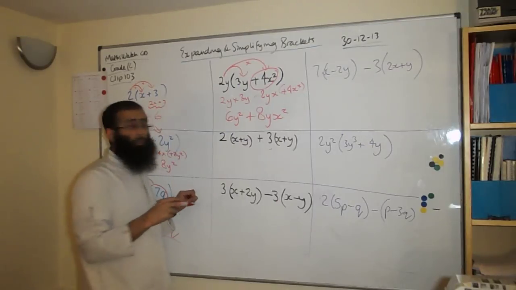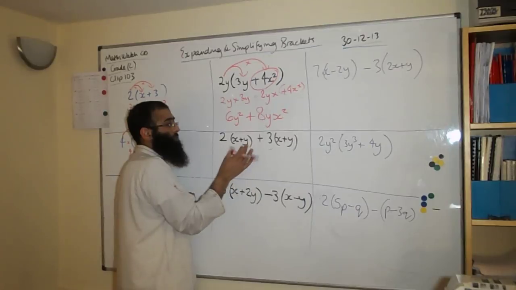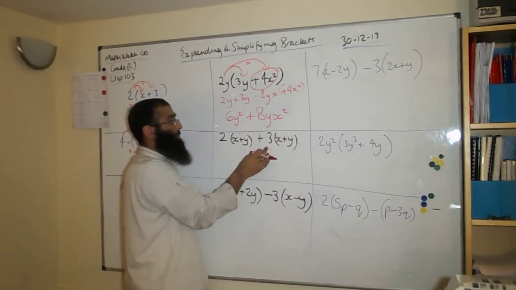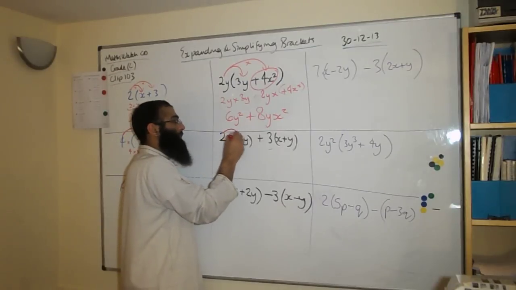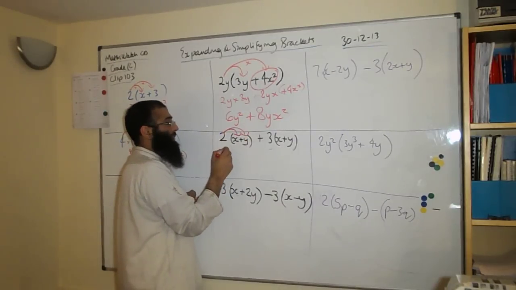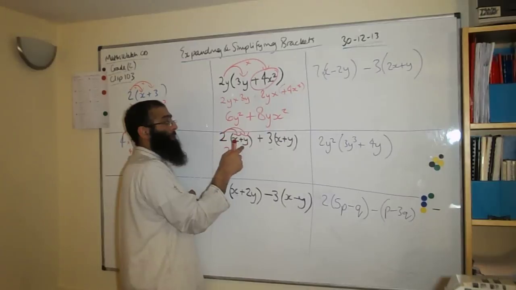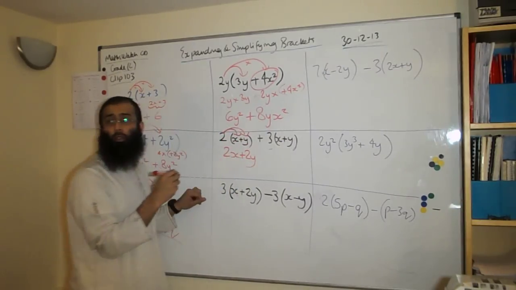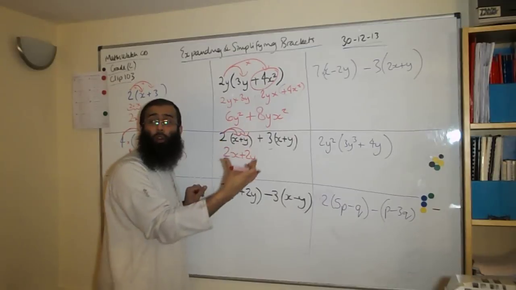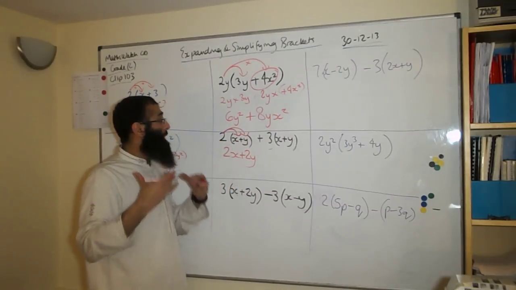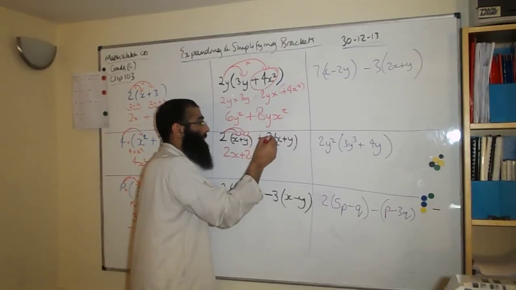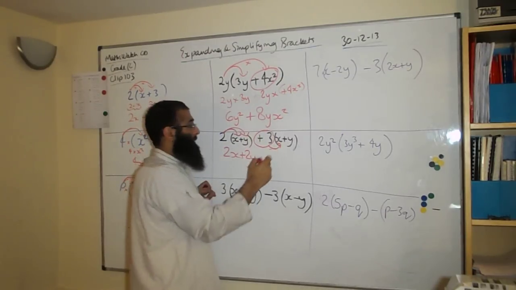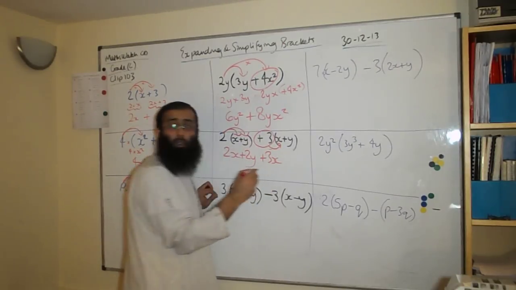Hassan, ready for the next one? Yeah. So we have x plus y as our first part of the expression, times 2, and then we have another x plus y times 3. So let's multiply the first part. 2 times x will give us 2x. 2 times plus y will give us plus 2y, with the emphasis on the sign. Next, plus 3 times x will give us plus 3x.